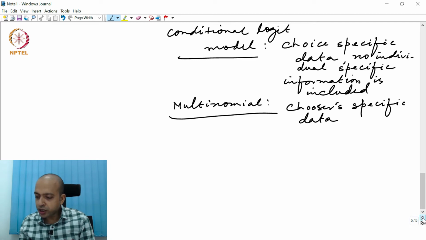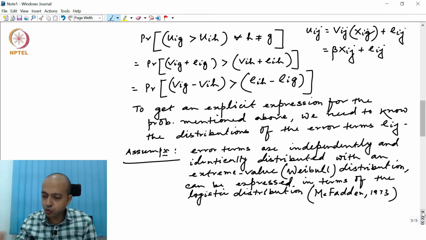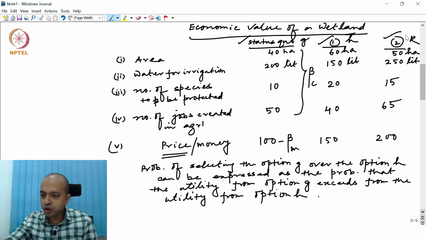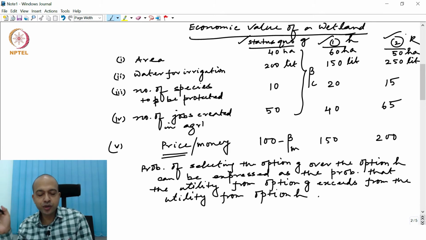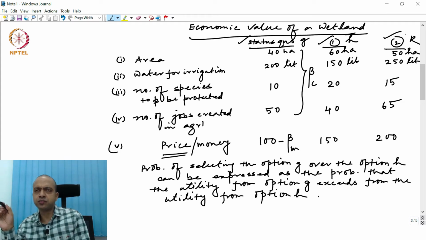That means whether the individual will select scenario 1 or 2 or 3, whether the individual will select status quo or scenario 1 or scenario 2, that purely depends on the individual or the chooser's specific information like age of the respondent, income of the respondent, education of the respondent, gender of the respondent, so on and so forth.